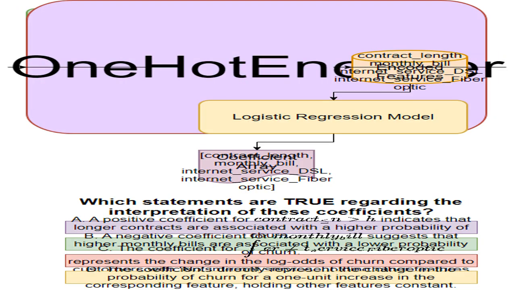Because internet service is categorical, I need to convert it into a numerical representation before using it in the logistic regression model. I'll use one hot encoder to do this. This creates two new features, internetservice-DSL and internetservice-fiberoptic. A customer with no internet service will have zeros for both of these new features.